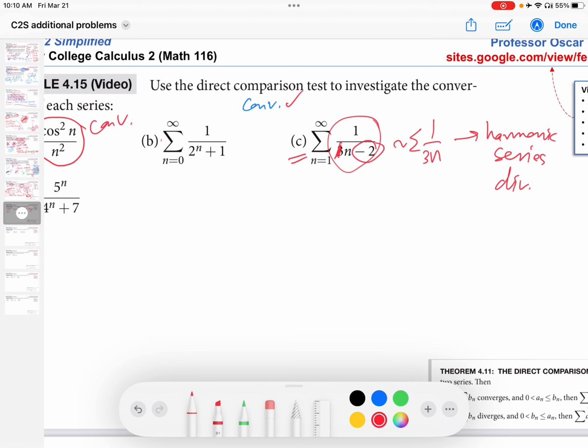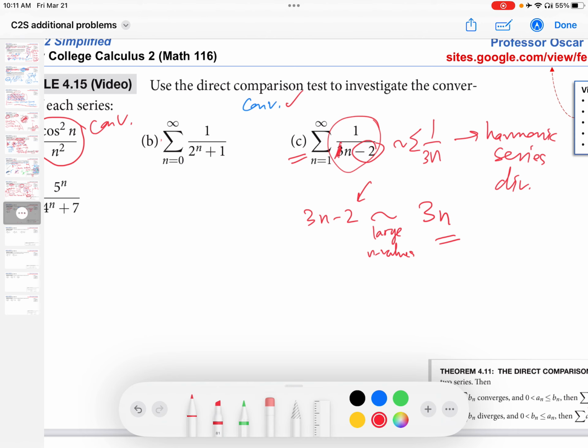The minus 2, similar deal. So if we look at 3 to the n minus 2, as n gets large, the minus 2 becomes more and more inconsequential. Think of n being like a trillion. So 3 trillion minus 2 is really, really close to 3 trillion.